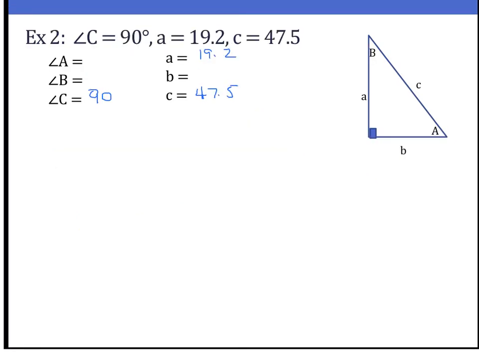Now looking at this triangle, I went ahead and filled in the three pieces that I already knew. I knew two sides and an angle. Remember, sides are always labeled with lowercase letters. And I only need to know one more side, so I'm going to use the Pythagorean theorem for that. So I have A squared, so 19.2 squared plus B squared equals 47.5 squared. And when I square 47.5 and subtract 19.2 squared, I get 87.61. And you need to take the square root of both sides for 43.4.